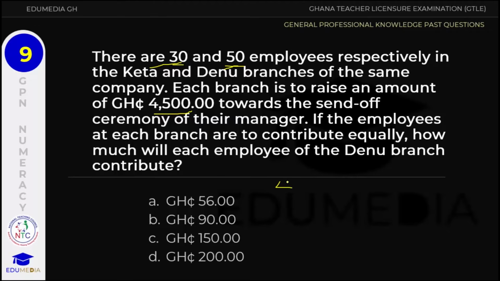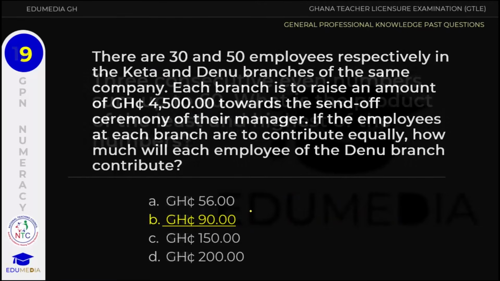So easily, you take your 4,500, which is the total amount that you're supposed to realize at your branch. You divide that by the number of employees that we have at Denu branch. That's 50. And then we have our answer here to be 90. So the correct answer is B, 90.